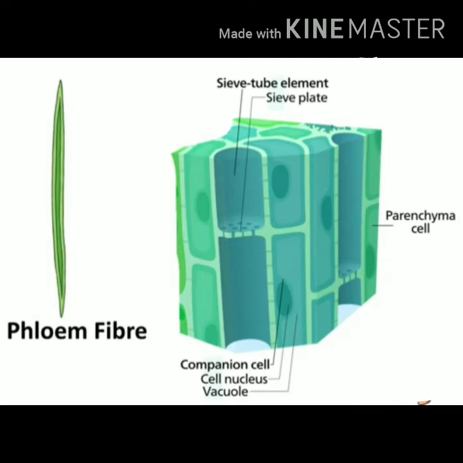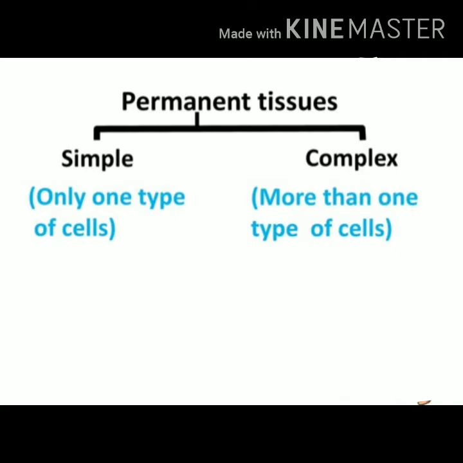And what about phloem? Phloem is also made up of four types of cells: sieve tubes, companion cells, phloem fibers, and phloem parenchyma. Sieve tubes are tubular structures with perforated walls. Amongst these, only phloem fiber is made up of dead cells. The rest of the cells, that is sieve tubes, companion cells, and phloem parenchyma, are living cells.